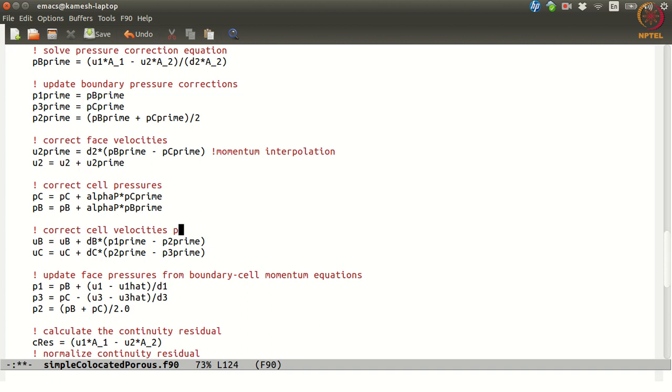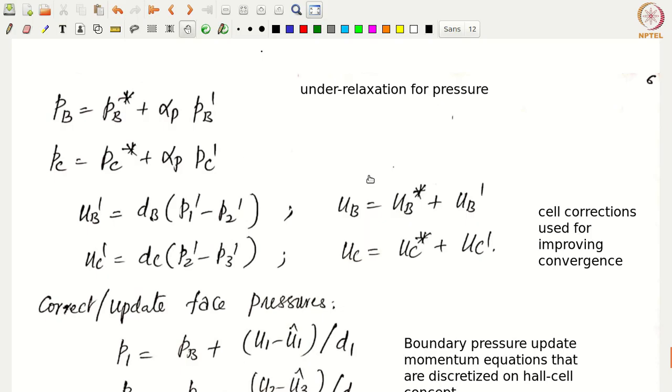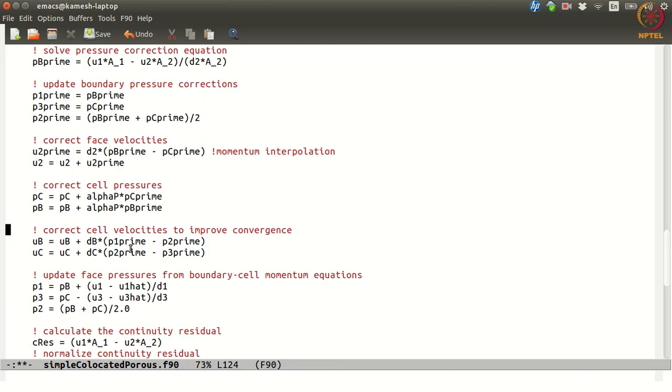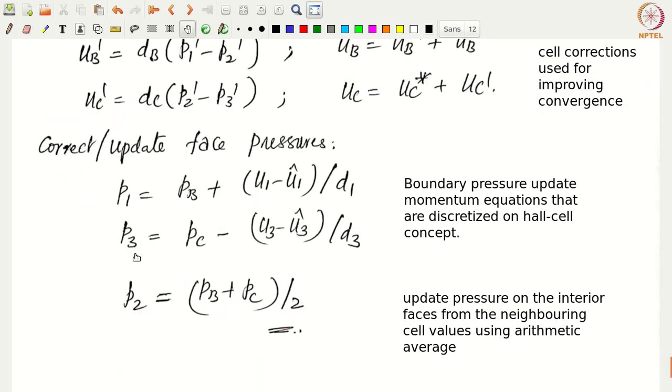This we are doing essentially primarily, this is basically to improve convergence, right? Okay, that's what we have written here. We're doing this thing, okay, you calculate UB prime and add to the UB star values. All right, then update the phase pressures, okay, that's basically the final step here, right?